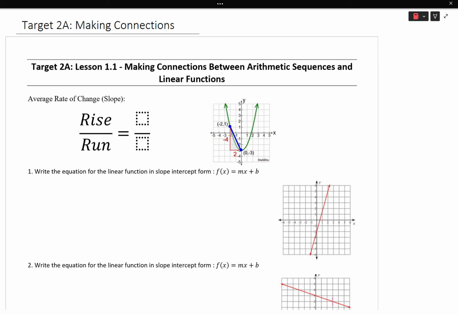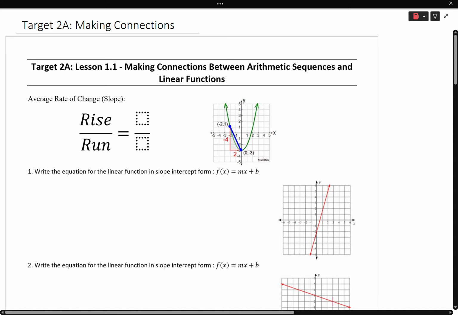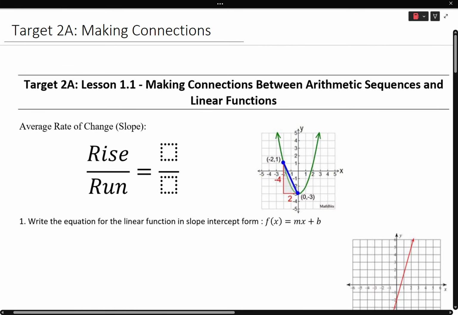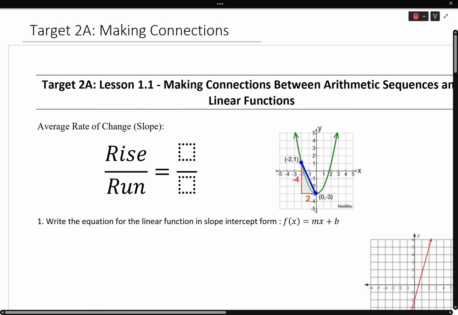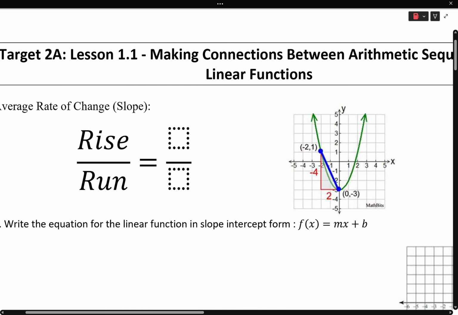Hello, and welcome to a little video about Target 2A, where we will be making connections between arithmetic sequences and linear functions. Now, the first thing I'd like to do is mention that we are no longer really going to be referring to slope as slope in linear functions. We're going to be referring to it as your average rate of change.